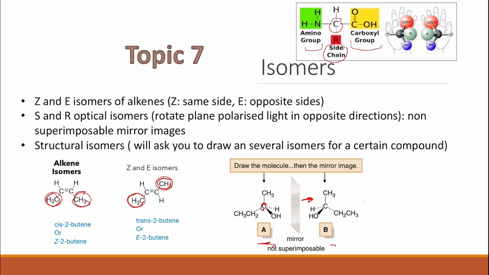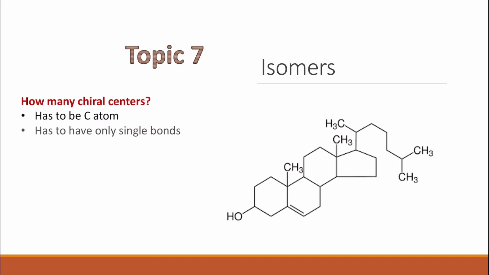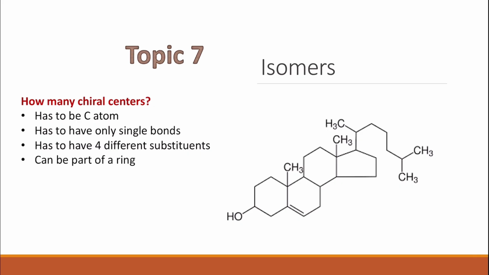Sometimes in the exam, they ask you to find how many chiral centers there are in a certain compound. So the chiral center has to be a carbon atom. It has to have only single bonds, no double bonds at all. It has to have 4 different substituents, and it can be part of a ring. So let's have a look at this structure, trying to identify how many chiral centers there are. This carbon is not a chiral center because there are 2 methyl groups which are identical. So now let's see.